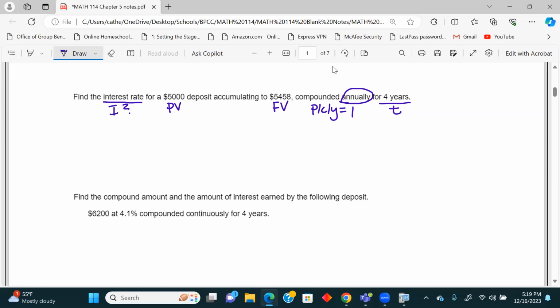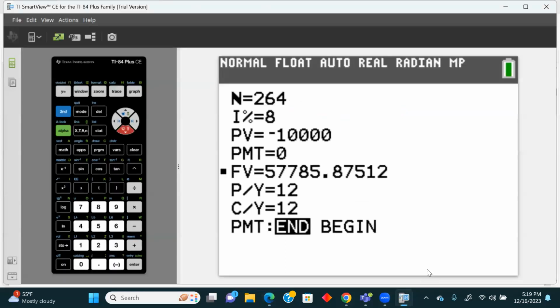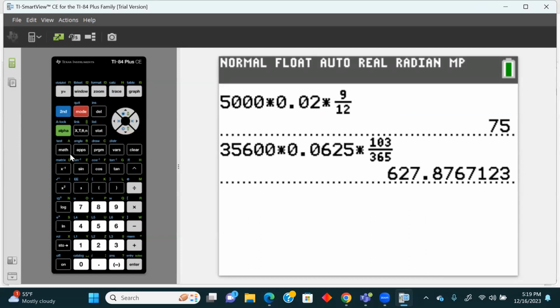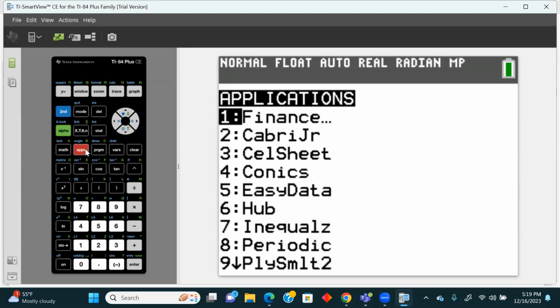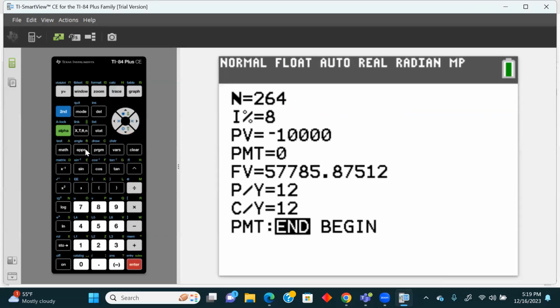Let's flip back over to the calculator. If you need to get out of this mode, this finance solver, you would just hit second mode. It would take you out of it. So I'm going to hit apps, finance, TVM solver. And again, it keeps the same information that we had before. So 4 years, and it's compounded once a year. The rate, I don't know, so I'm just going to put 0 in. The amount that we're investing is a negative.